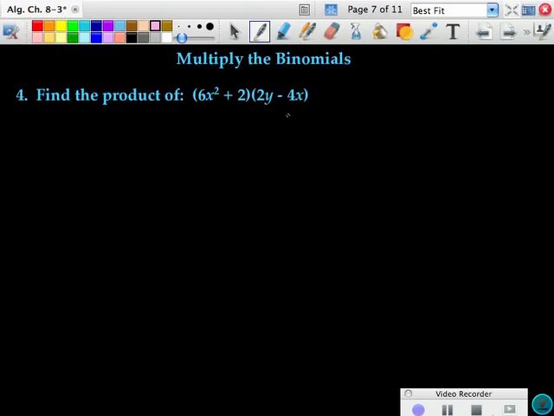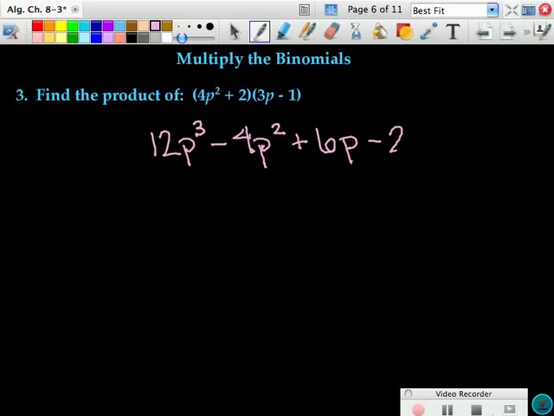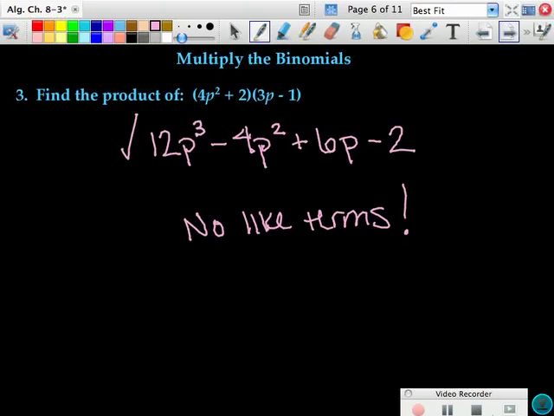If you would like to work on this problem right here, I can tell you the final answer will be 12p to the third minus 4p squared plus 6p minus 2. None of these are like terms. It is totally simplified, so there's no like terms. All right, so we're done. That's it right there. So if you want to go ahead and do that problem, at least you can check your answer, see if you got it right. All right, so this one, I'm going to go ahead and use FOIL.